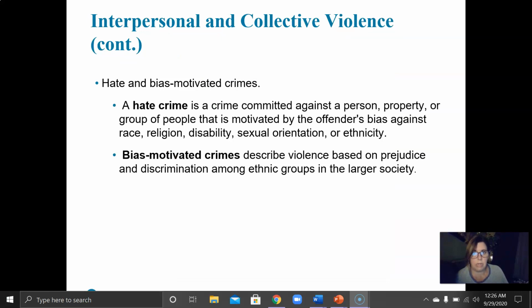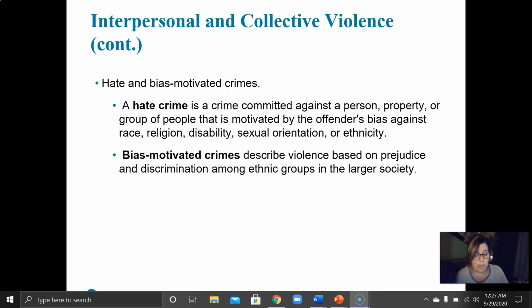A hate crime is a crime committed against a person, property, or a group of people that is motivated by the offender's bias against race, religion, disability, sexual orientation, gender identity, or ethnicity. Hate crimes declined to 5,479 incidents in 2014, according to the FBI.